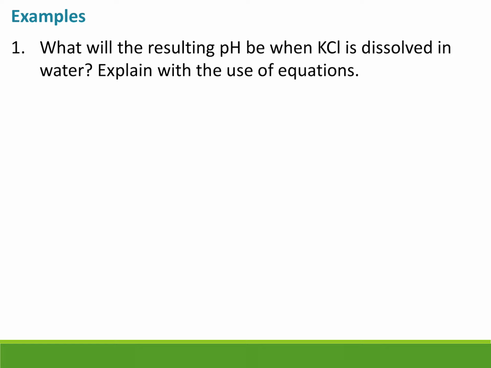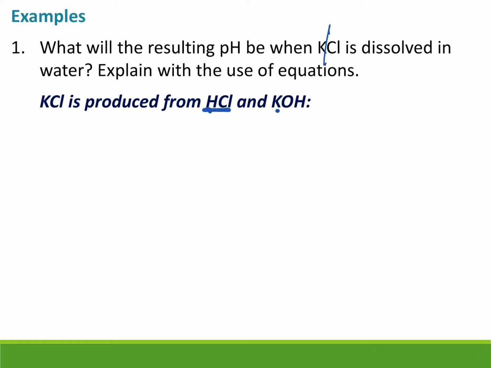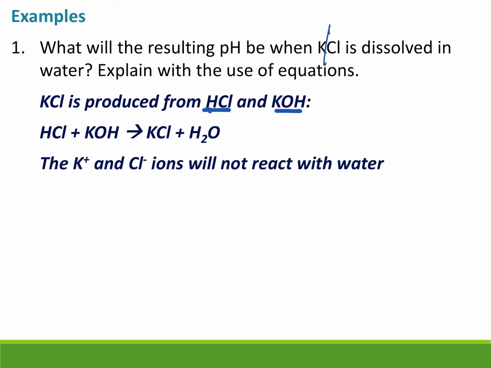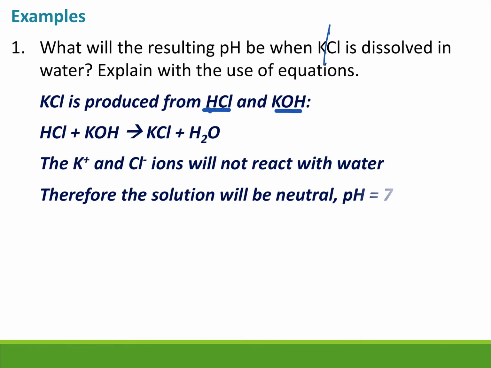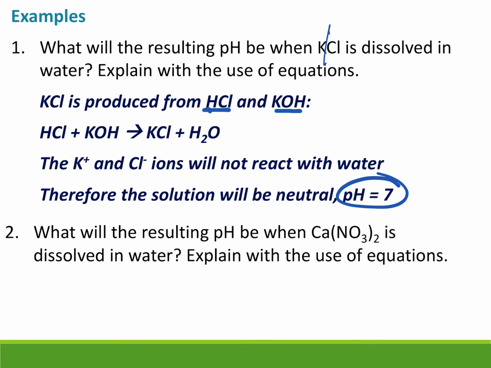So, let's look at an example. What will the resulting pH be when potassium chloride is dissolved in water? And explain with the use of equations. So here we go. KCl is produced from HCl and KOH. How do I know? Because I break it in half. Strong acid, strong base. That means K+ and Cl- ions will not react with the water. The solution is pH 7. It's neutral because it came from a strong acid and a strong base.